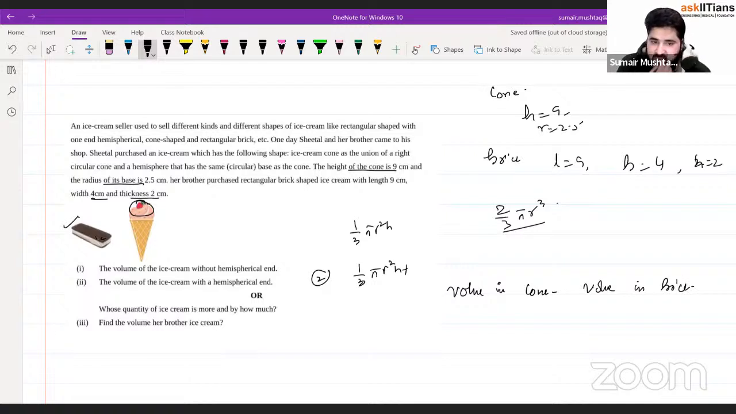Okay, get it? Find the volume of our brother's ice cream. How to find it? Brick, use the things, you can get it. Okay, see, just a moment.